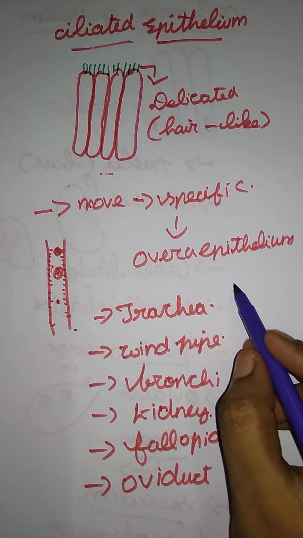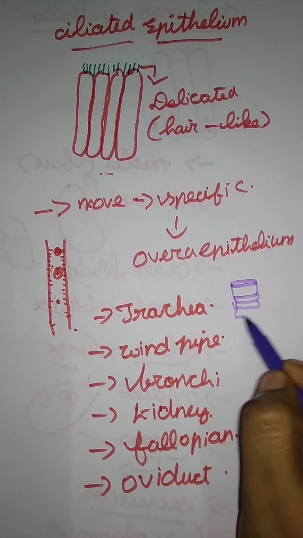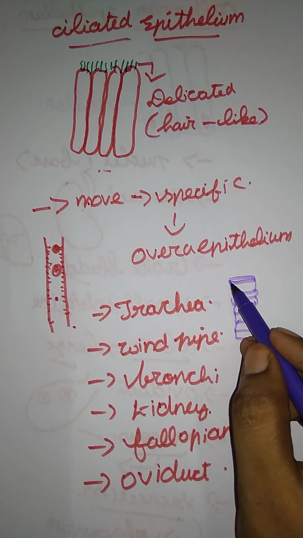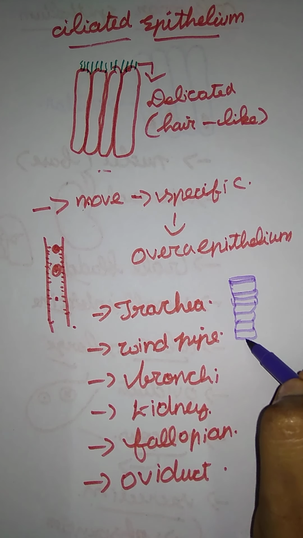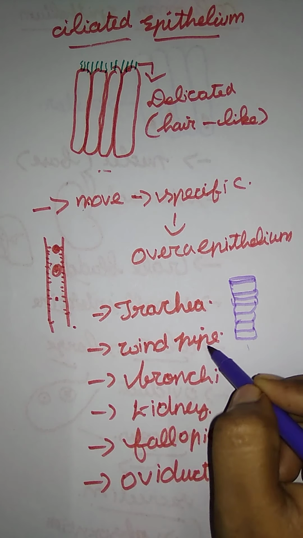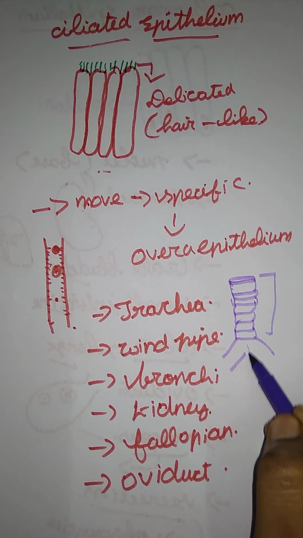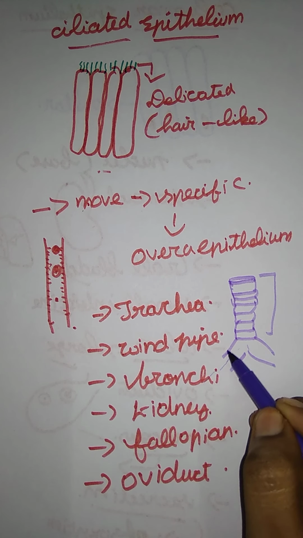What is a trachea? A trachea is a long windpipe. Okay, it looks like a long windpipe. Inside the trachea there are some ciliary muscles that help the passing of air into the lungs. This is called a windpipe. And next they have the bronchi. The bronchi just help the entering of air into the lungs.